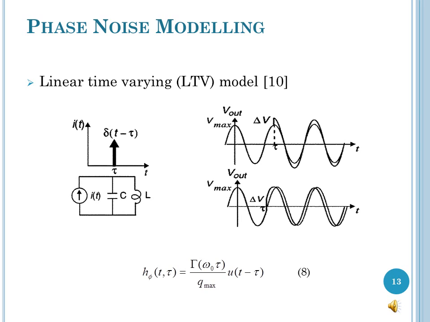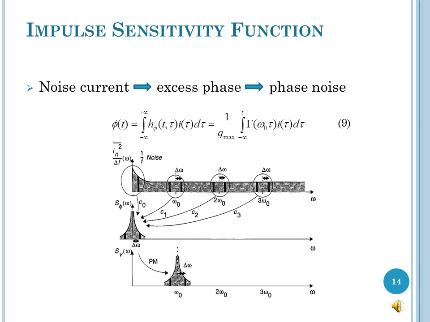The impulse response for the phase is a function of two arguments, the observation time t and the excitation time tau. Capital gamma in the expression is the impulse sensitivity function, and is a dimensionless, frequency and amplitude independent function, periodic over 2 pi, that describes the amount of phase shift from applying a unit impulse at any point in time. Thus, the noise current is converted into excess phase.